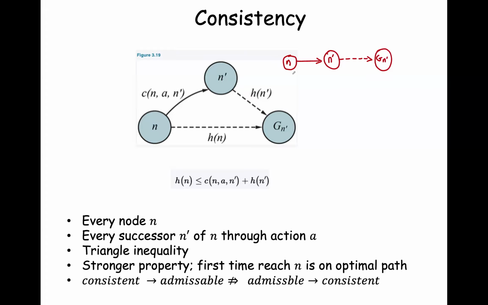And then I'm going to draw right next to it that path cost estimate directly from node n. So I'm going to decorate this with h of n. And I'm going to decorate this edge with h of n prime.